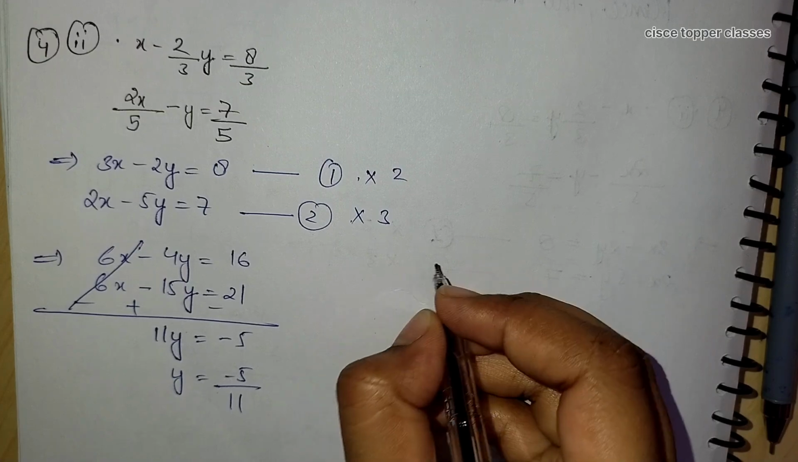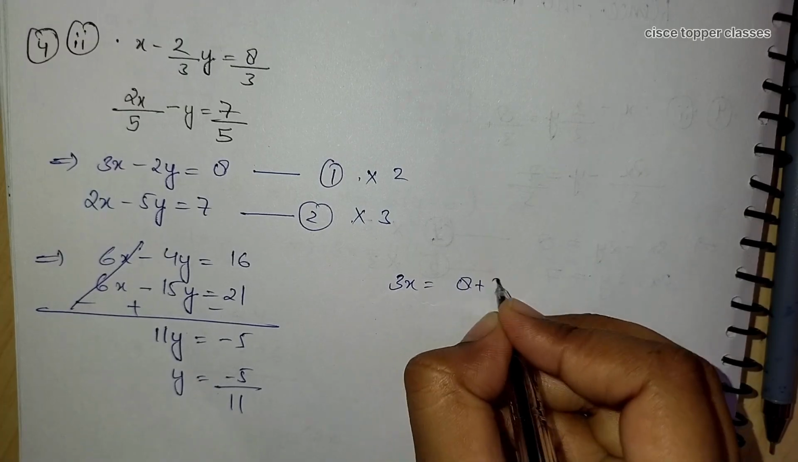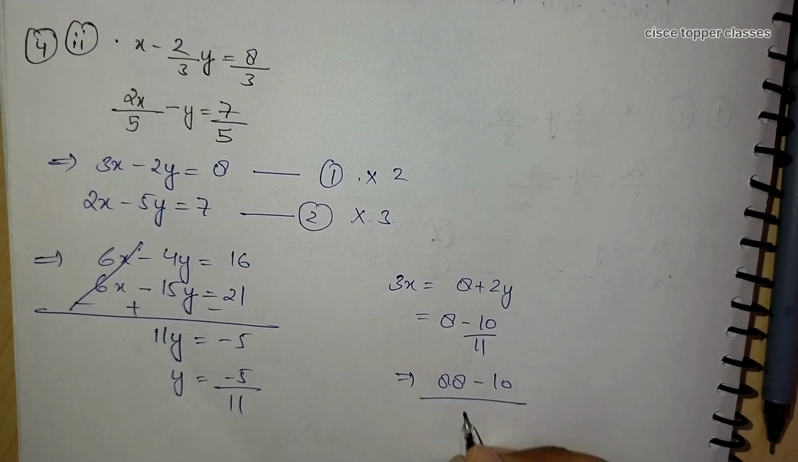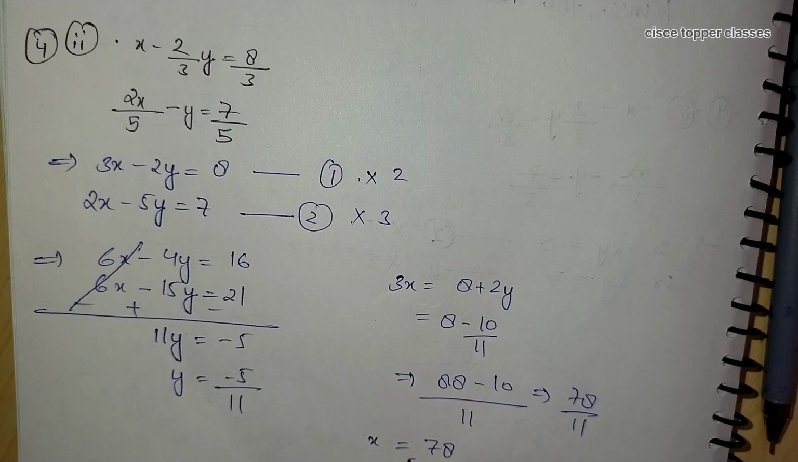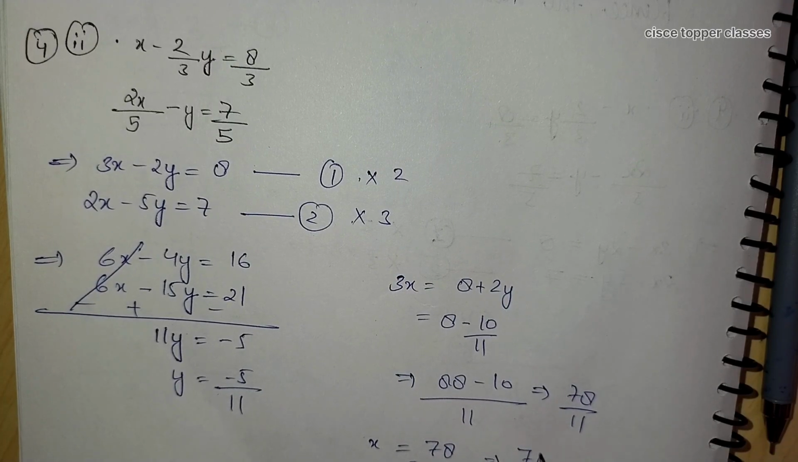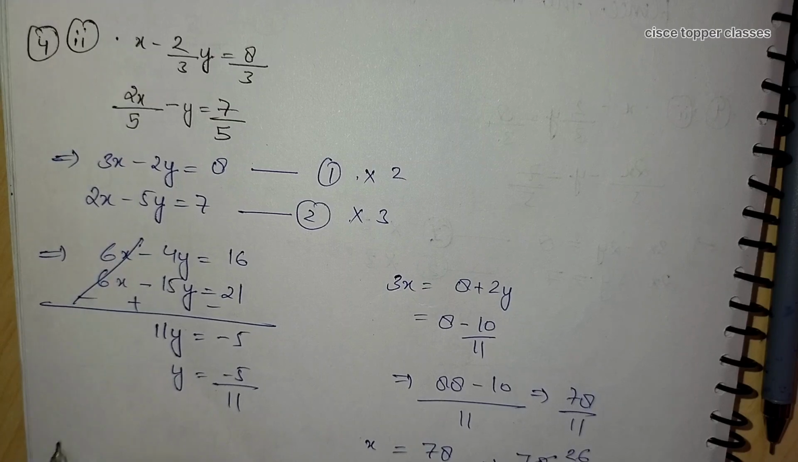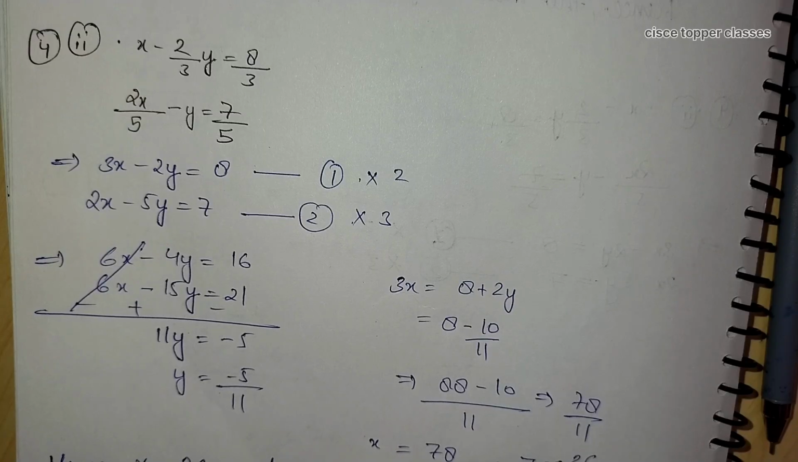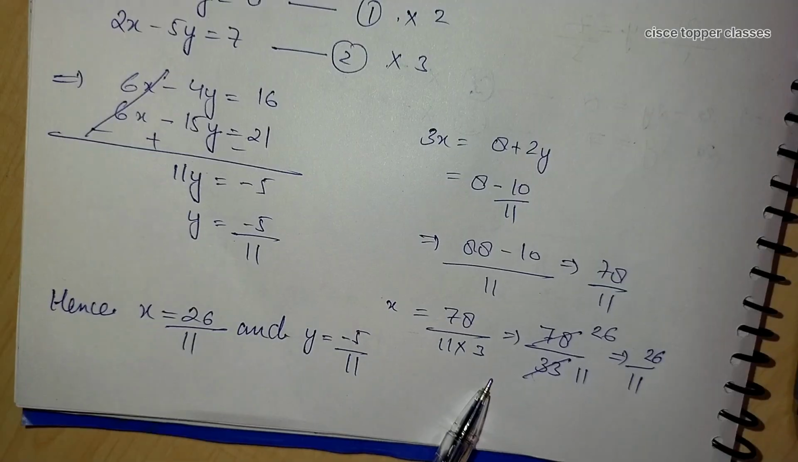Now we will put this in the first equation to find the value of x. So 3x is equal to 8 plus 2y. Here we will get 8 minus 10 by 11. On solving, 88 minus 10 by 11 equal to 78 by 11. So x is equal to 78 by 11 into 3. We can write this as 78 by 33, so it will be 26 by 11 is the value of x. Hence, x is equal to 26 by 11 and y is equal to minus 5 by 11 is the final answer in this question.